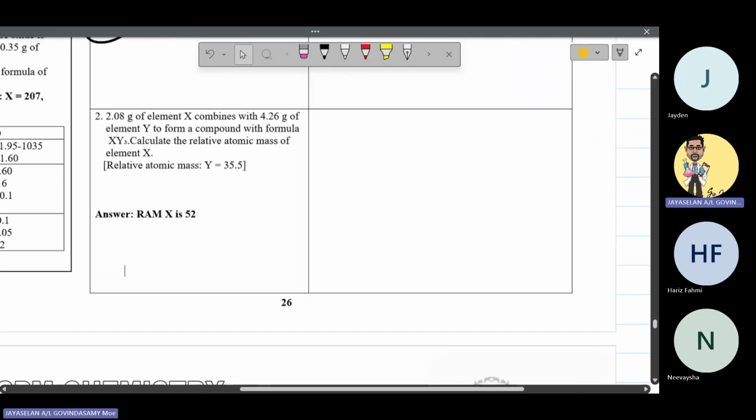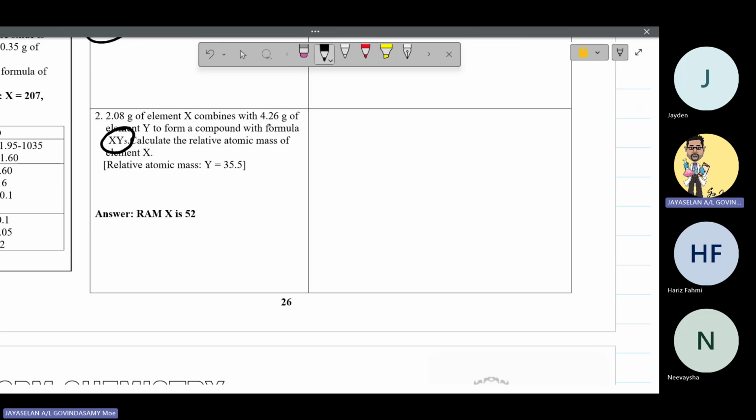You can check in my book also lah. Okay, so we try to do this question together. When you get this question, dia dah bagi formula, dia dah bagi apa? The formula is given, right. The mass of element X and element Y is given. So you guys do a table. Okay, do the table like this.